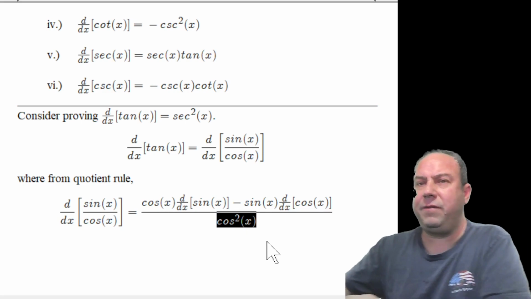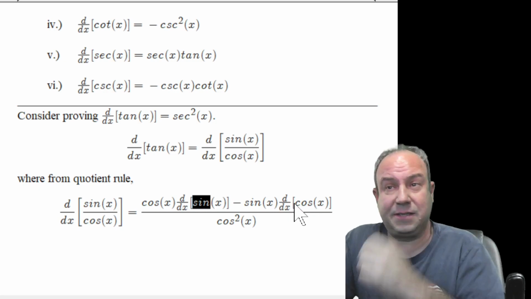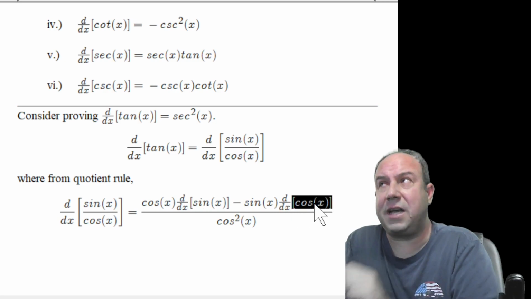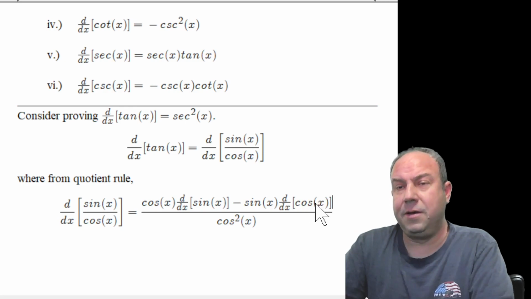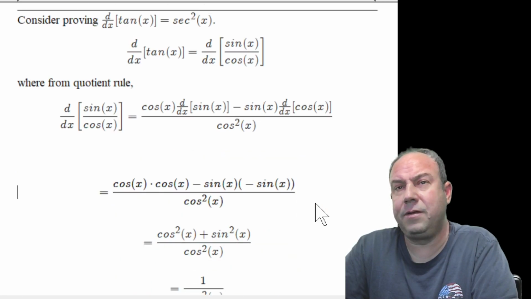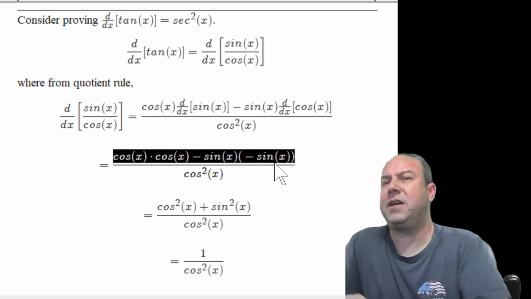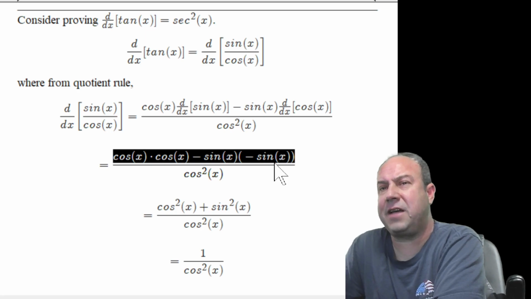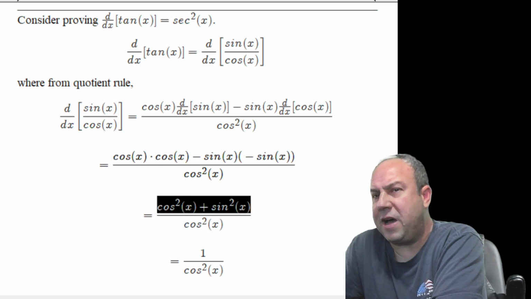Where if we evaluate those derivatives, we know the sine of x's derivative is going to give us a cosine of x. And we know the cosine's derivative is going to give us an opposite sine of x. So if we bring those results into play, we will have this statement here: the cosine of x times the cosine of x minus the sine of x times the negative sine of x.